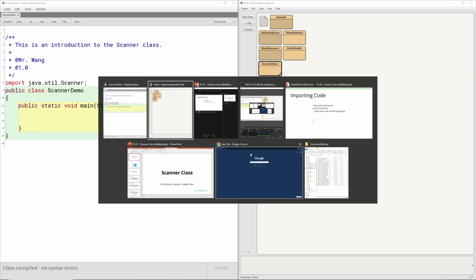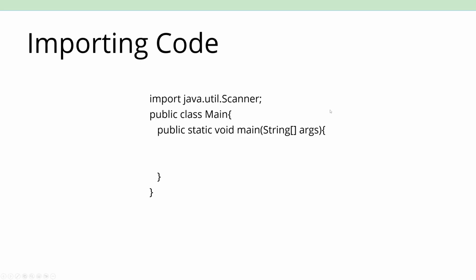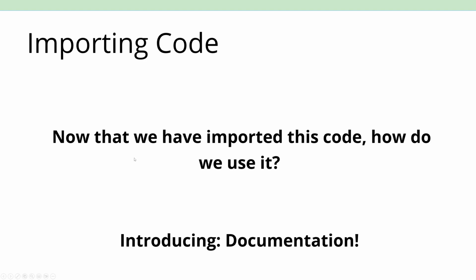So I have my Scanner class, I have my class name, I have my main method. Next thing is, now that we have imported the code, how do we use it? Well, someone wrote this code that we're importing, right? And remember, we want to make our code usable by other people who come after us. Always imagine the person that's coming after you using your code is an angry, axe-wielding person. You want to make them happy. And to make them happy, you provide documentation.